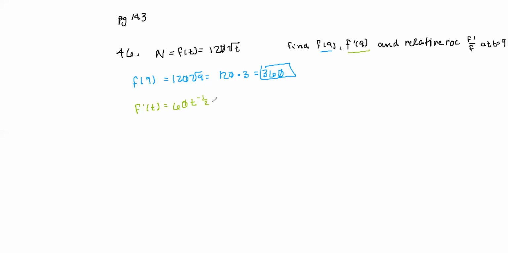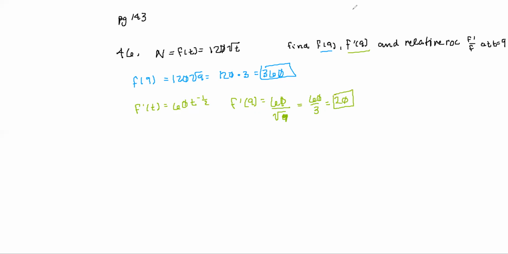All right. So now we have an equation. We can use this to find f prime of 9, which is going to be f prime of 9 is equal to 60, and I'm just going to rewrite this as 60 over the square root of t. And t is going to be 9. So this is going to be 60 divided by 3, which is 20. So f prime of 9 is equal to 20.